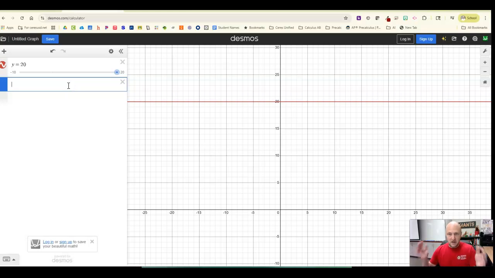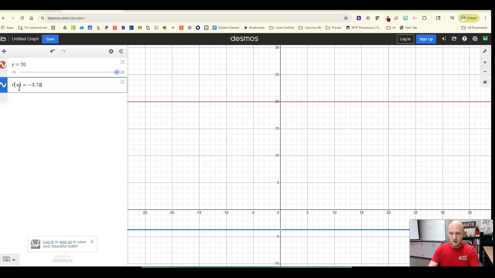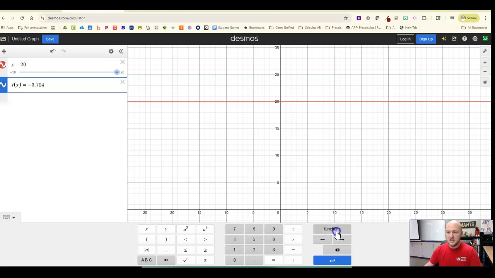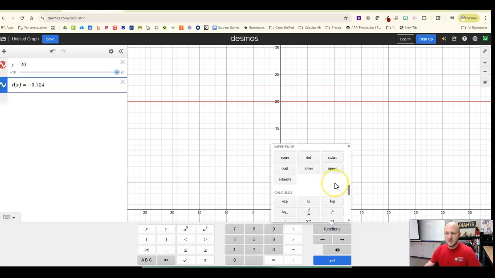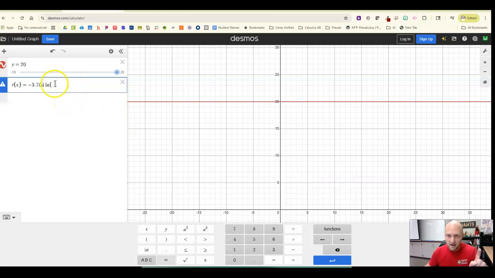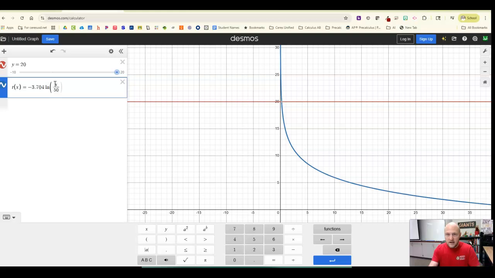And I also need to graph my function. Okay, so my function is called T of S, but I'm just going to put X, T of X. Desmos does not like different input variables, so we'll use X. Negative 3.704 times the natural log. Again, if you need your functions, you can click the keyboard and then go over here to functions. Or, natural log is nice. You can literally just type in ln, but here it is. Here's ln. It's ln for Logarithmus Naturalis. Remember, it's Latin. Okay, of x over 50. So there's my function. There's my nice logarithmic function with a negative reflection.